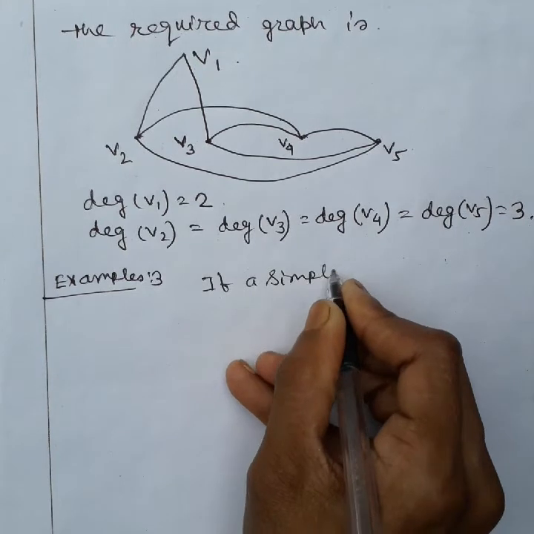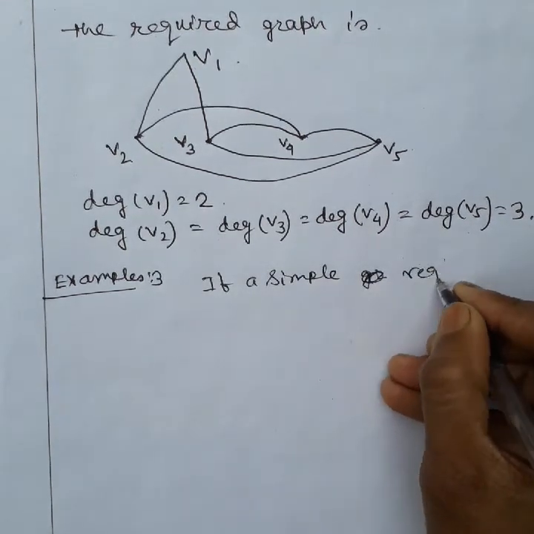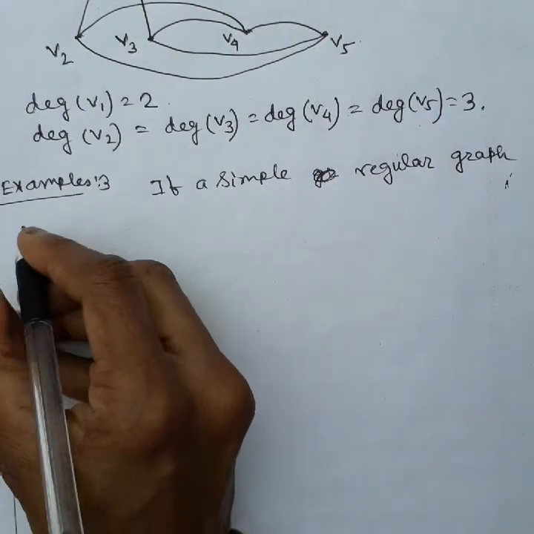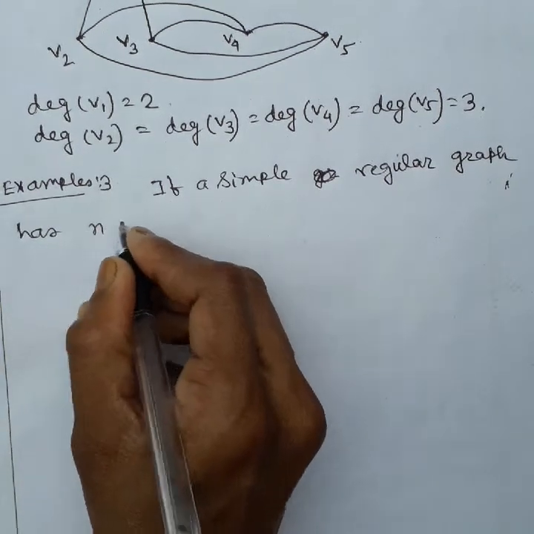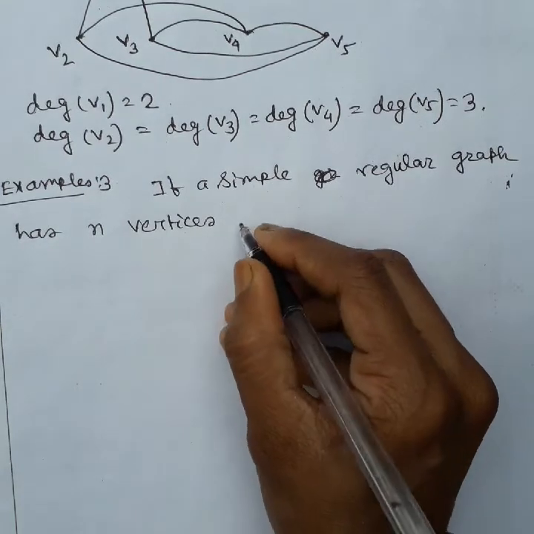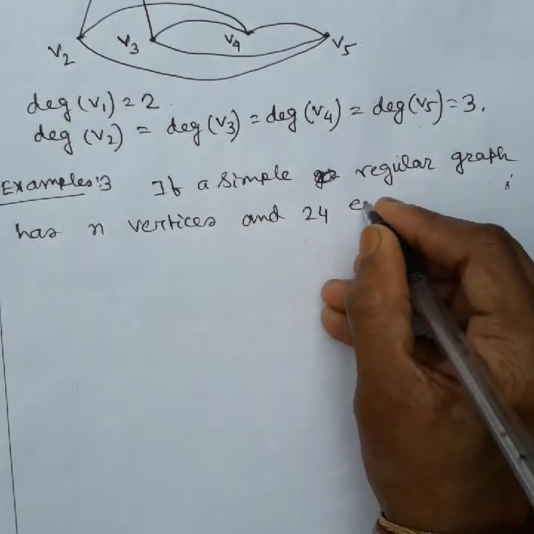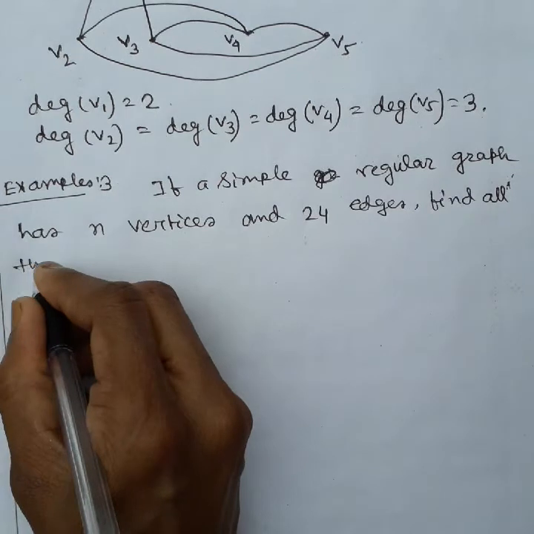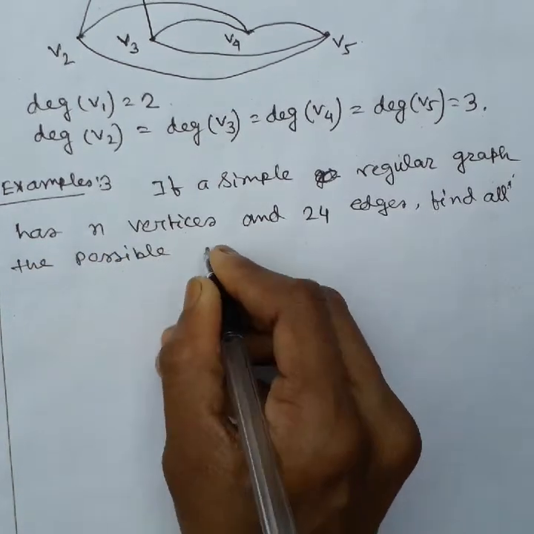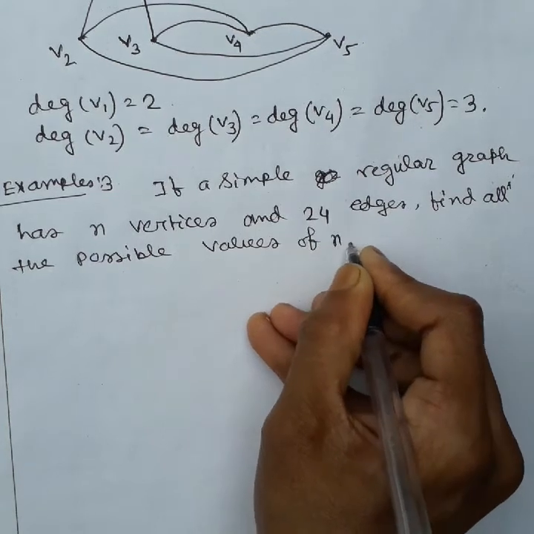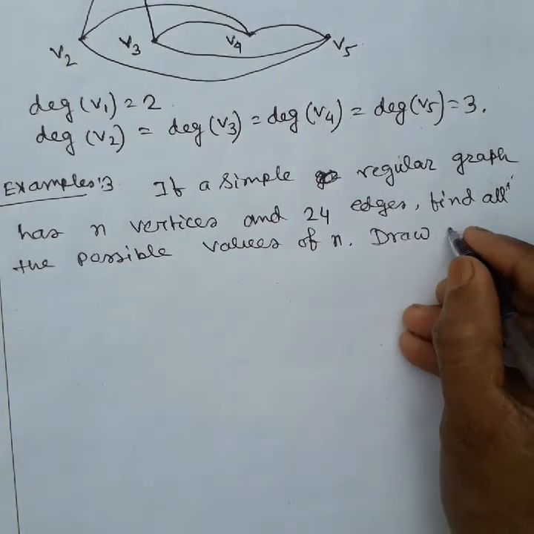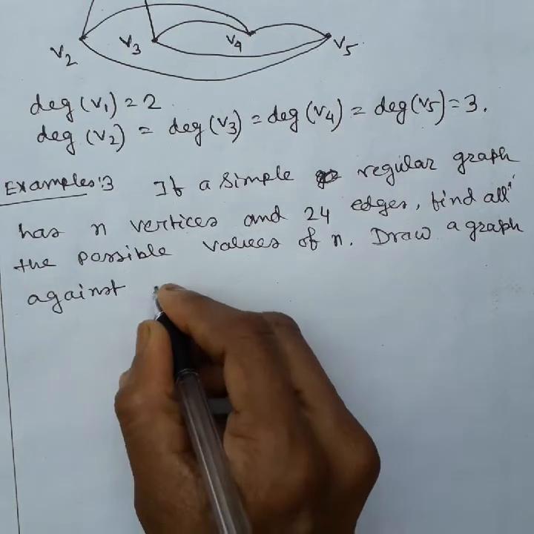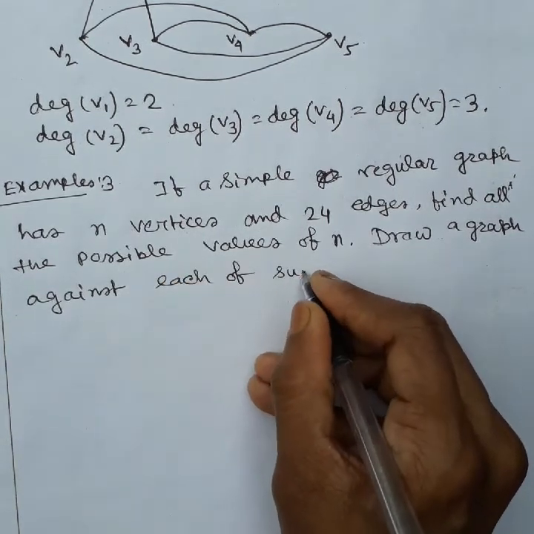If a simple regular graph has n vertices and 24 edges, find all the possible values of n and draw a graph against each of such values.